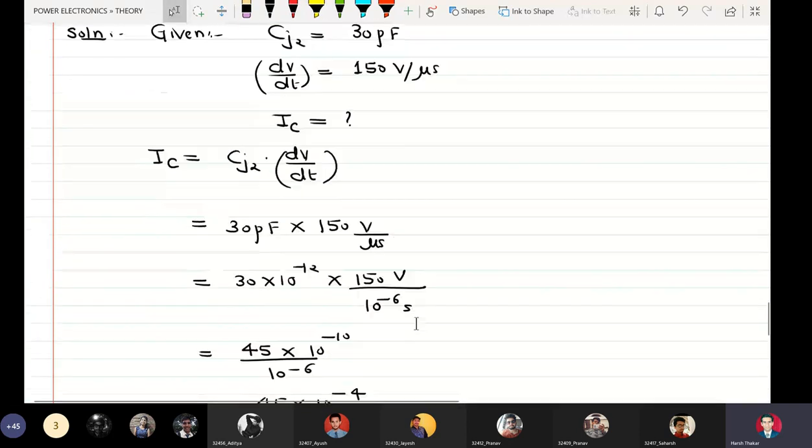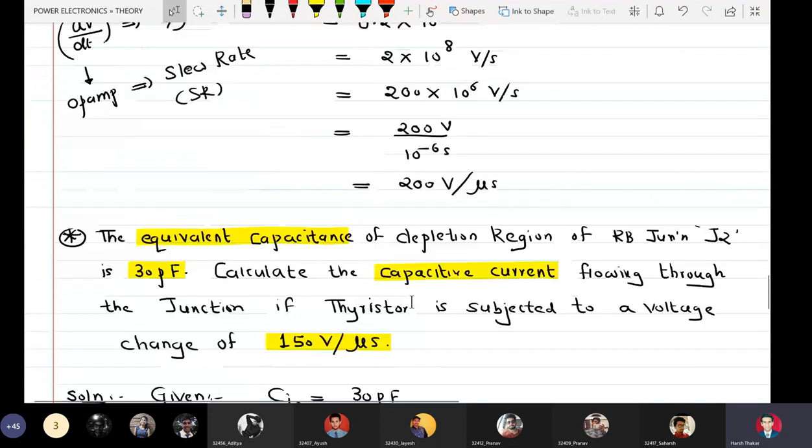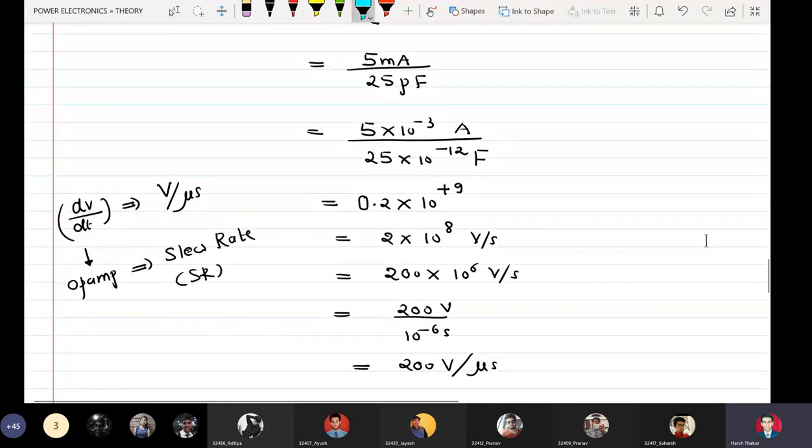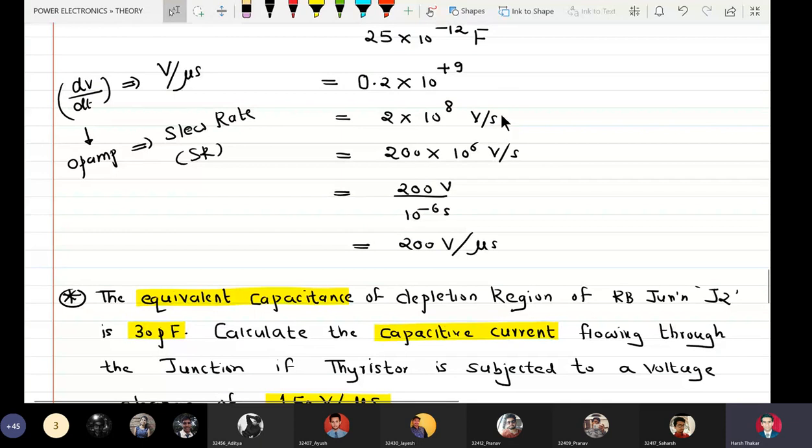Okay, so you have to convert this microsecond into second always. We have done this here. So you have to convert this volt per microsecond into volt per second. Same thing you have done here also. So here converted this into microseconds.